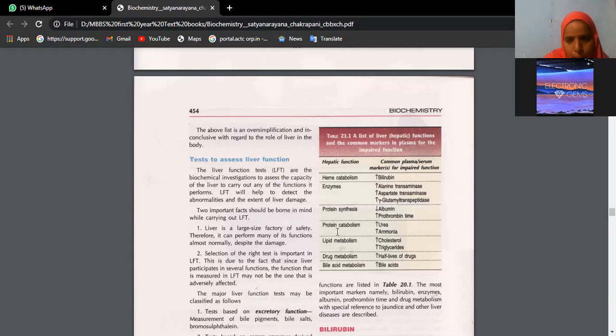Okay, so protein catabolism is also regulated by liver. Suppose the liver is not well, see, blood urea levels are rising, ammonia levels are rising. This we have studied in the urea cycle. Can you tell me at least one disease where urea metabolism is deranged?